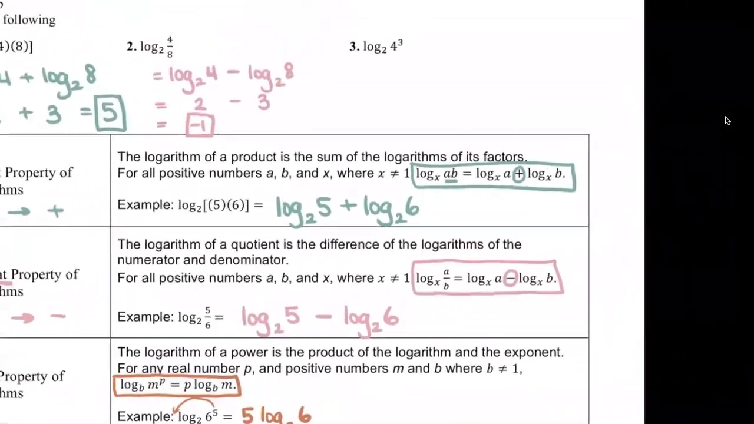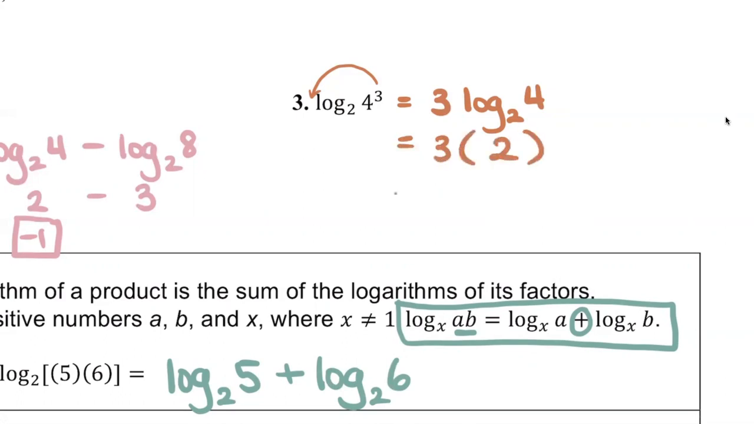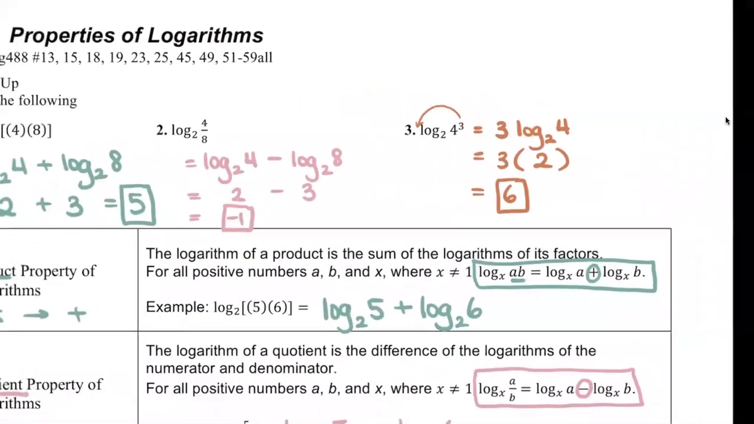Okay, let me show you one more up here. So number 3, if I want to simplify that, I see I have an exponent of 3, which I'm going to bring down. And I have 3 times log base 2 of 4. All right, now log base 2 of 4, I can simplify just that part, and that is 2. So that's going to be 3 times 2, which gets me 6. All right, and that is my final answer.